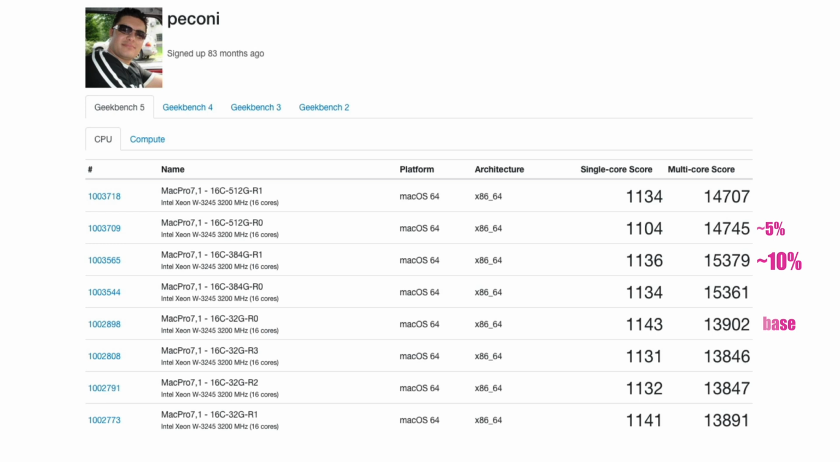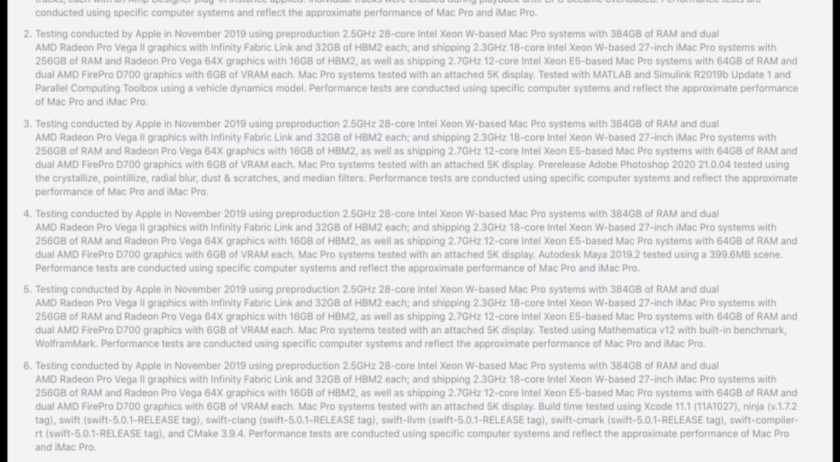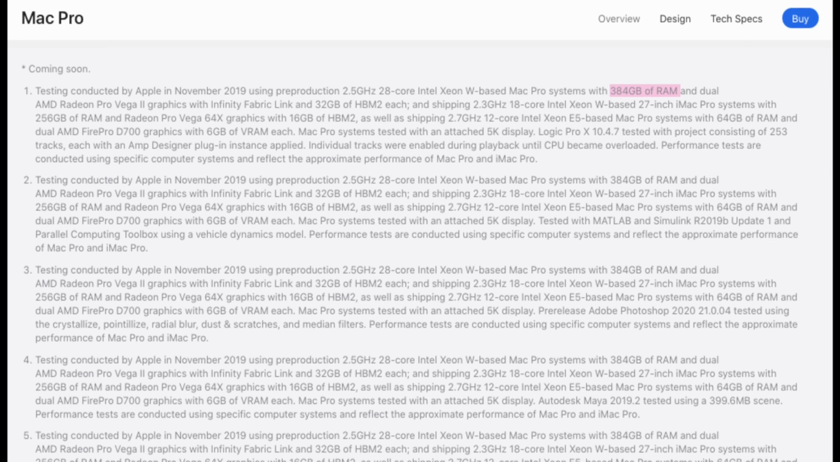However, for most of us, this changes nothing. The 10% or 5% performance increase is only relevant if your Mac Pro is running some high-intense computational tasks 24/7, 365. However, for running benchmarks, this is probably why Apple chose 384 gigs of RAM as the basis of all of their tests on their website.